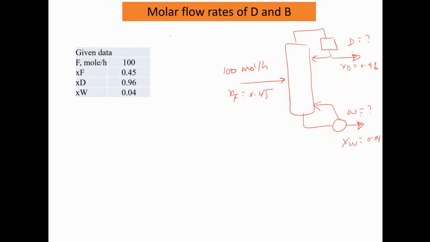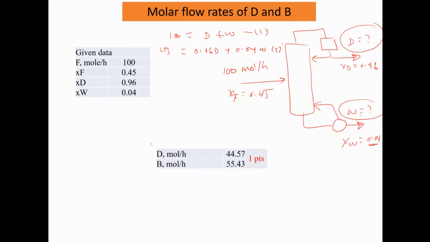Here it is very straightforward, I guess. We have 100 equal to D plus W, this is the first equation. And I have 45 equal to 0.96 D plus 0.04 W. This is equation 2. Now, if you solve these two equations simultaneously, you can easily obtain the molar flow rates of D and W, and this is the answer here. I don't think we have to spend too much time on this one, because it has nothing to do with any of the contents or learning outcomes of this course.